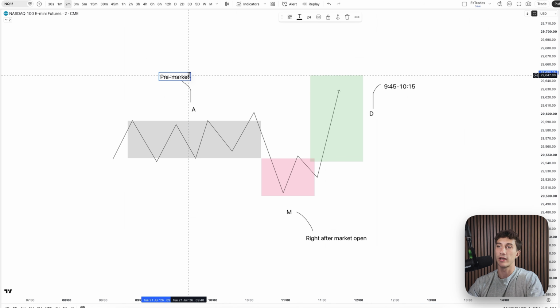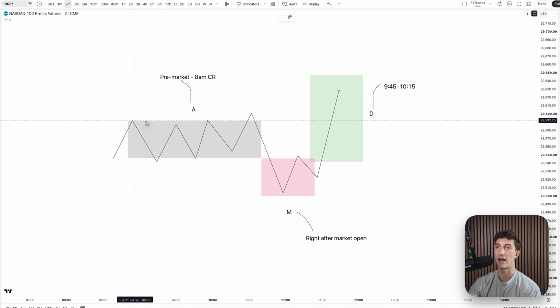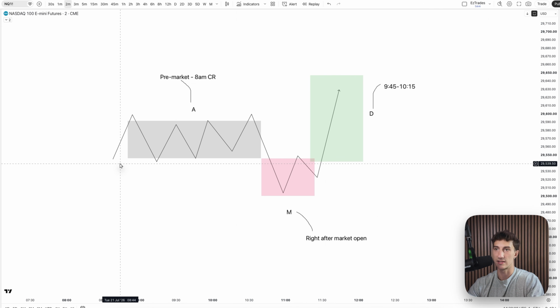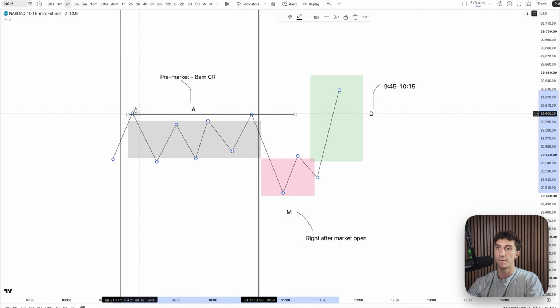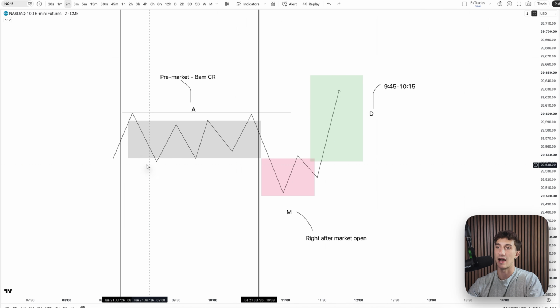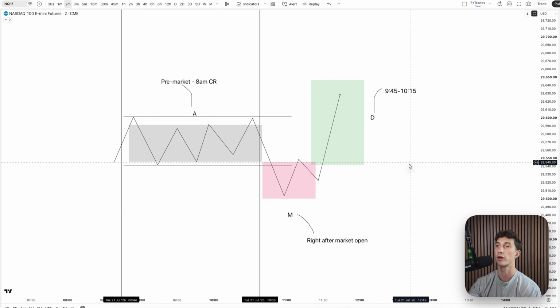So by pre-market, what I'm talking about is the 8 a.m. CR or the 8 a.m. candle range, meaning I want to see price accumulate inside of that 8 a.m. candle. So let's take a look at this accumulation right here. Let's say this is the opening of the 8 a.m. candle and this is the closure of the 8 a.m. candle. The first thing I'm doing is I'm marking out the highs and the lows of that 8 a.m. candle.